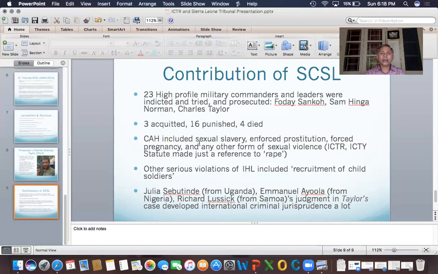And another important contribution of Sierra Leone's special tribunal was that other serious violations of IHL included the recruitment of child soldiers. This was not there in other statutes, because for the first time international criminal law had to learn from the Sierra Leone example how many children were recruited during the civil war in Sierra Leone. So in this statute, this was also incorporated, that recruitment of child soldiers may amount to a serious violation of international humanitarian law.